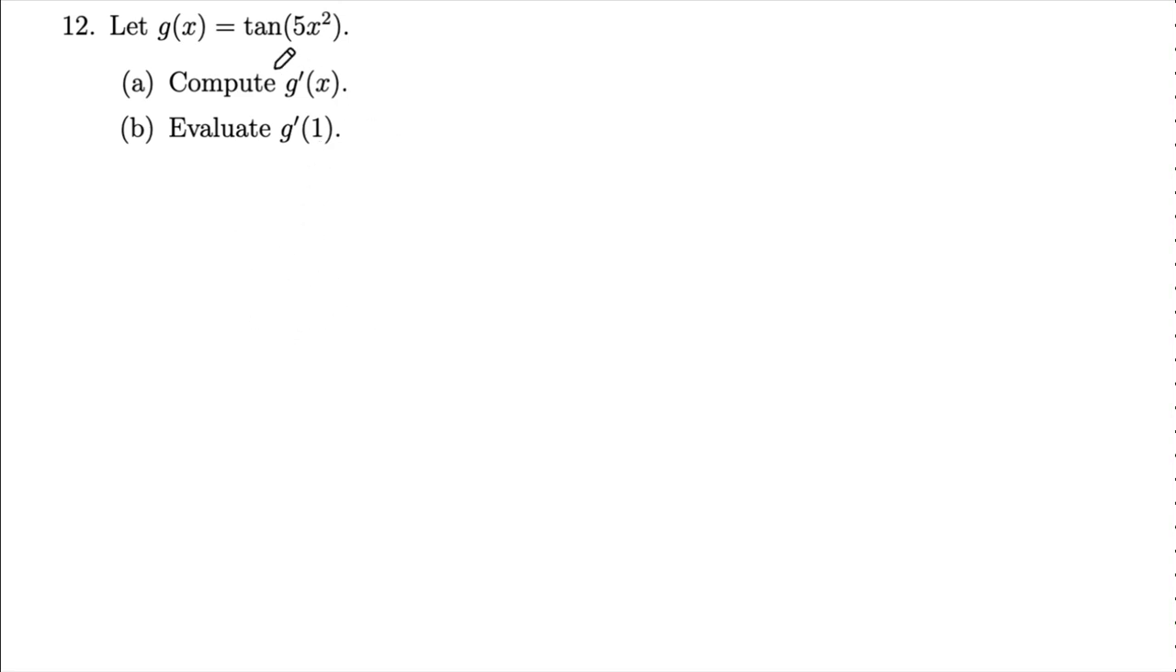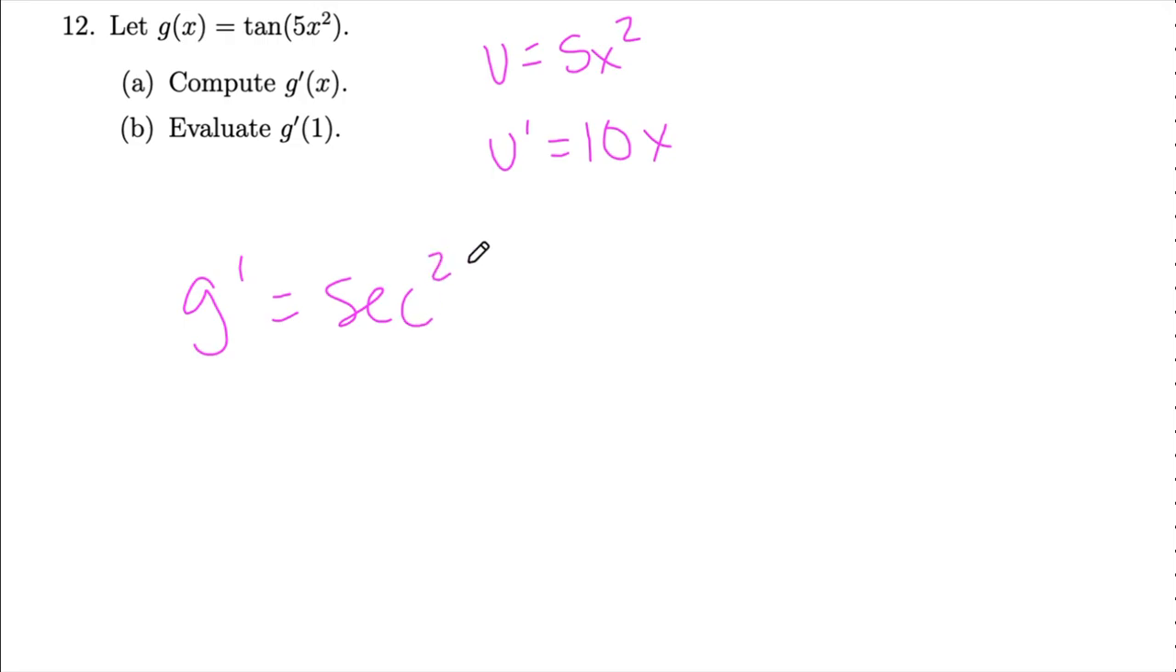Okay, for number 12, we again have a combination of a trig function and the chain rule. So for part A, we're just going to go ahead and calculate g prime. So we're going to let u equal 5x squared, and then we're going to get u prime equal to 10x. So now let's go ahead and take the derivative of the outer function tangent, which would just give us secant squared of u times u prime.